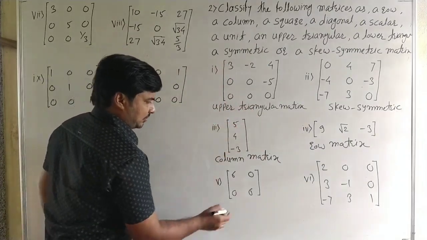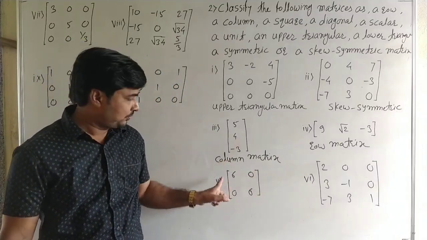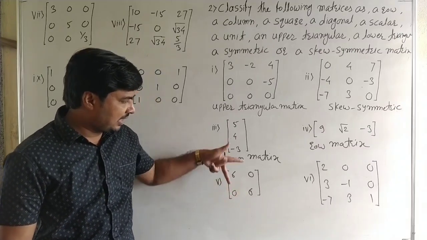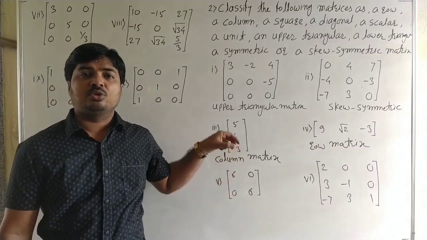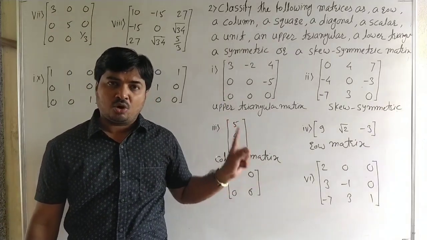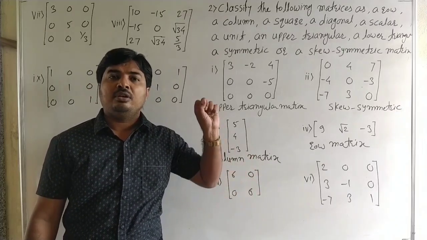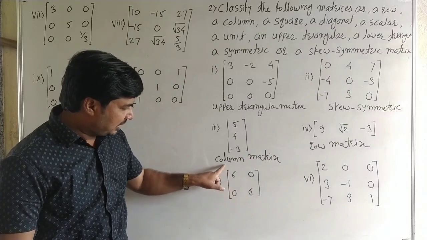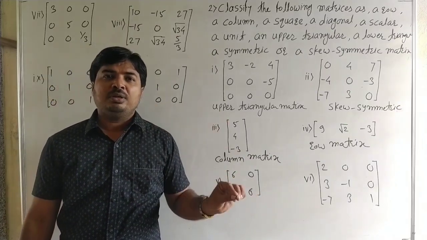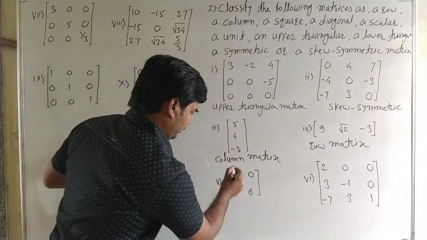Now in this one, it is a 2 by 2 matrix. Okay, it is a square matrix. See carefully, it is a square matrix. It has a diagonal, and the non-diagonal elements are 0. That means it is a diagonal matrix. But here all diagonal elements are the same. In a diagonal matrix, if all diagonal elements are the same, then it is a scalar matrix. Okay, that is scalar.